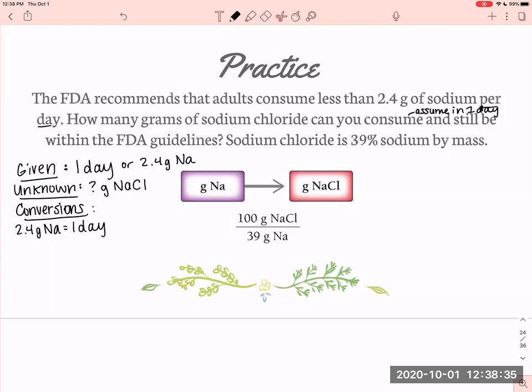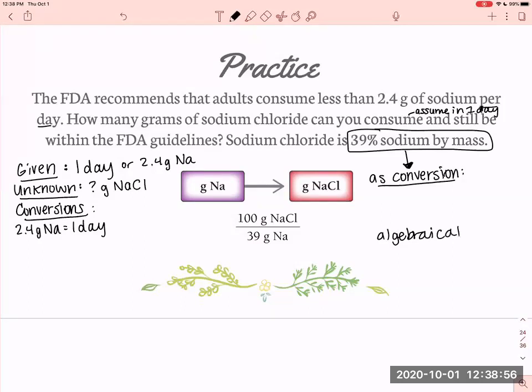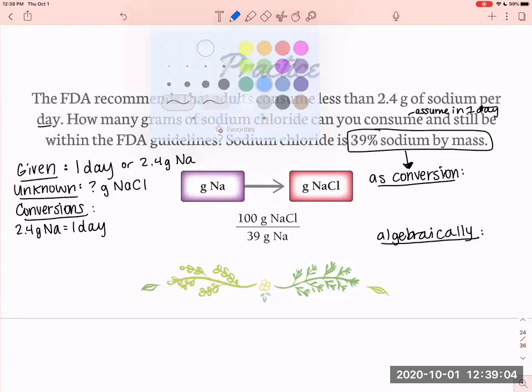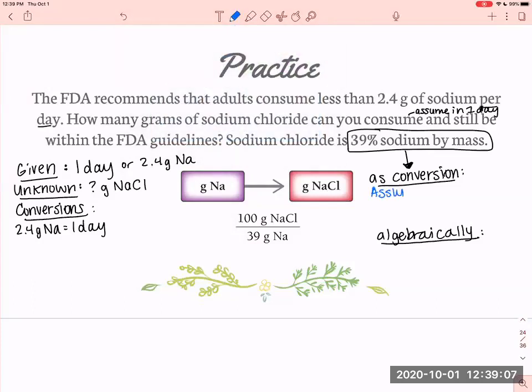So the percentage is a conversion factor. What I want you to do when you're given a percentage and you think you're going to use it, you can absolutely use it as a conversion, or we can use it algebraically. You know which way I like. As a conversion, we're just going to assume something that makes my percent work out really well. Assume 100 units of the whole.